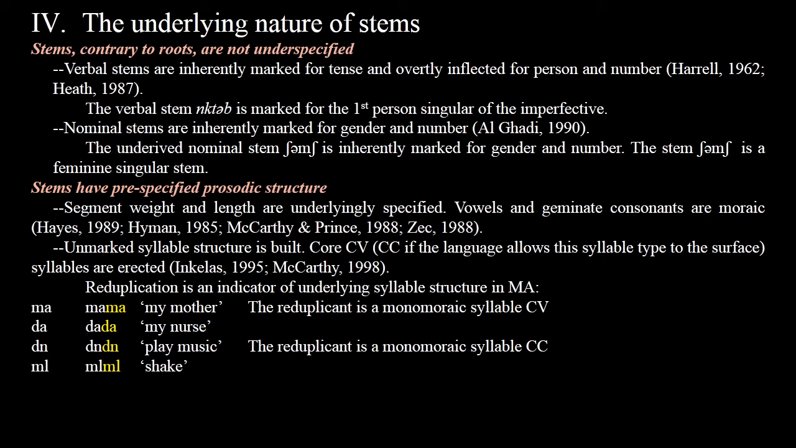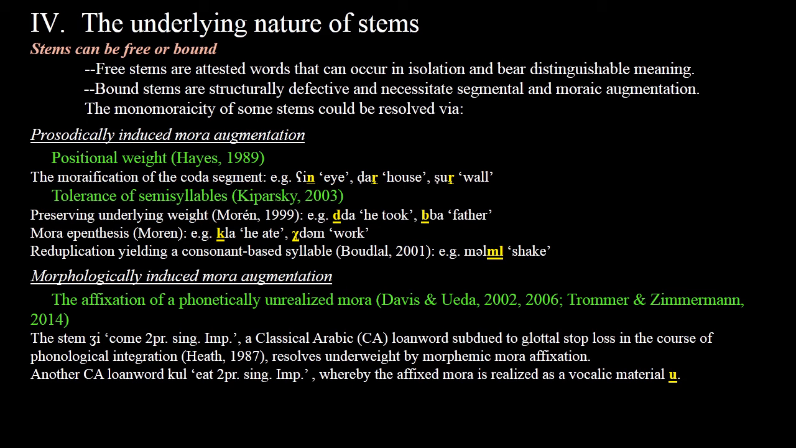To grasp the issue, we consider the third characteristic. Stems can be free or bound. Free stems are attested words that can occur in isolation and bear distinguishable meaning. Bound stems are structurally defective and necessitate segmental and moraic augmentation. But prior to lexical insertion, both types of stems must abide by the two-mora quota imposed on undersized words.